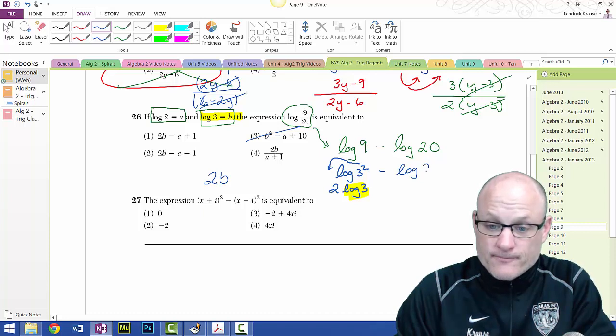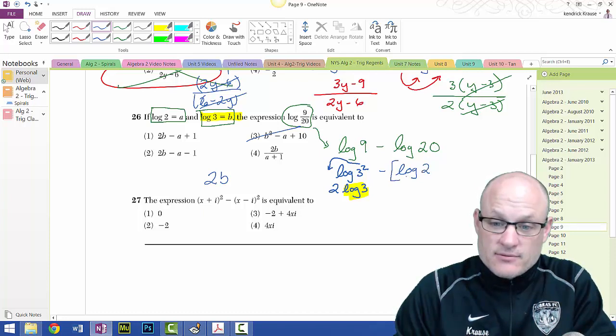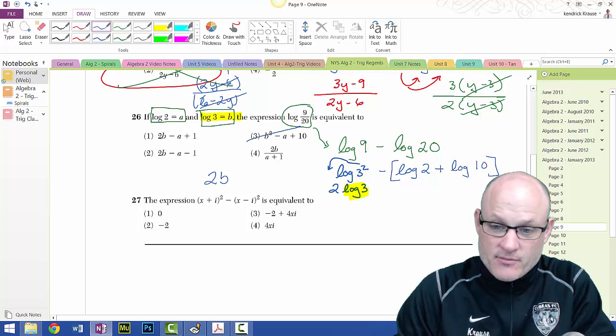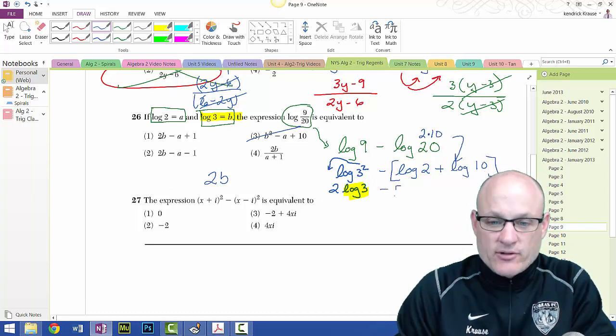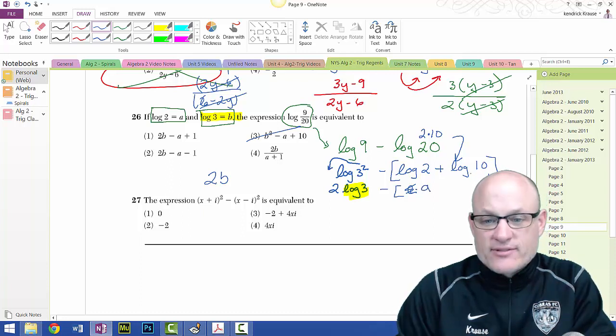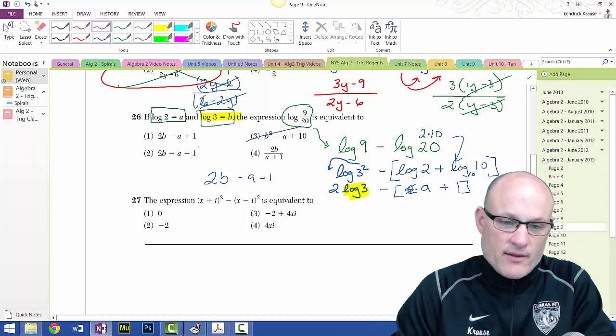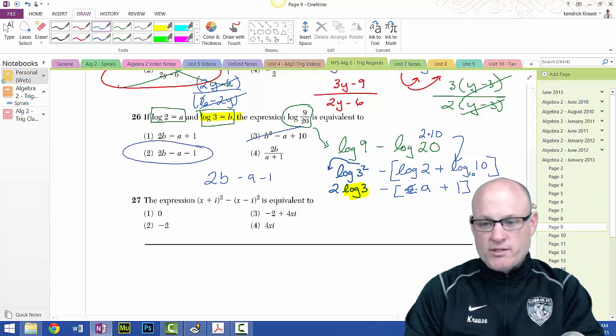Log of 2 plus log of 10. Remember, this is really 2 times 10, so I can turn that into an addition problem. So this is really minus log of 2. Well, log of 2 is just a. And log of 10, that's the really hard part. Log base 10 of 10 is really just a 1. So what I have here is minus a minus 1. And there's my answer. Take a deep breath on that one, kids.